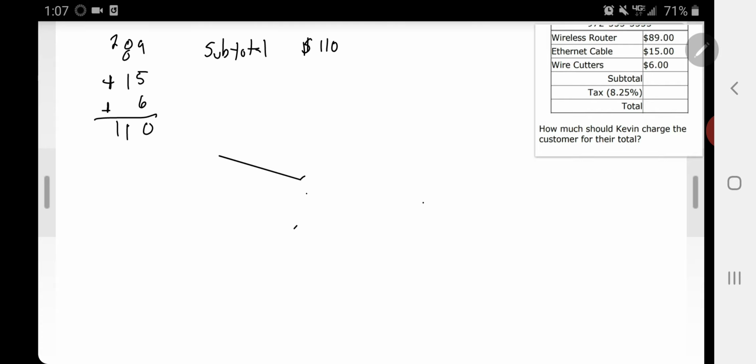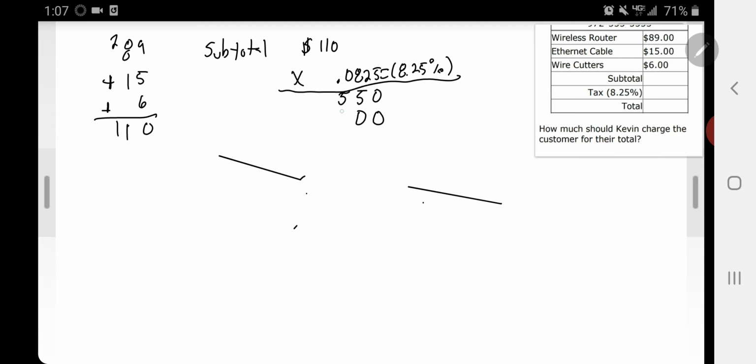$110, 0 cents. We don't have to have the cents right now because it's 0, but if you want to, go ahead. Once again, we're going to multiply that to the tax rate of 0.0825. Once again, same thing as 8.25%. So 5 times 0 is 0. 5 times 1 is 5. 5 times 1 is 5. Moving on to the next number, so we need a placeholder. 2 times 0 is 0. 2 times 1 is 2. 2 times 1 is 2. Moving on to the next number, so we need 2 placeholders.